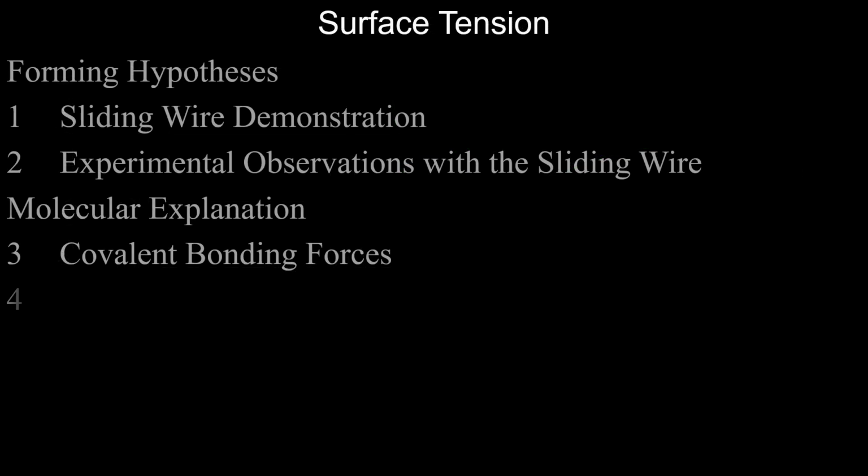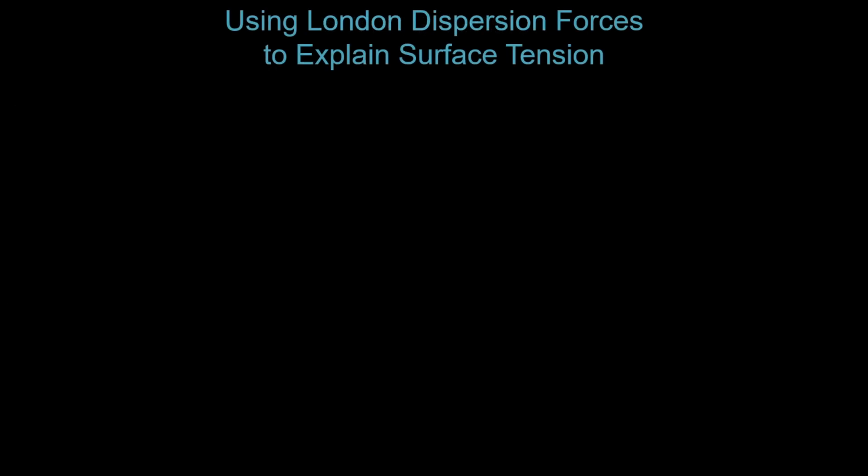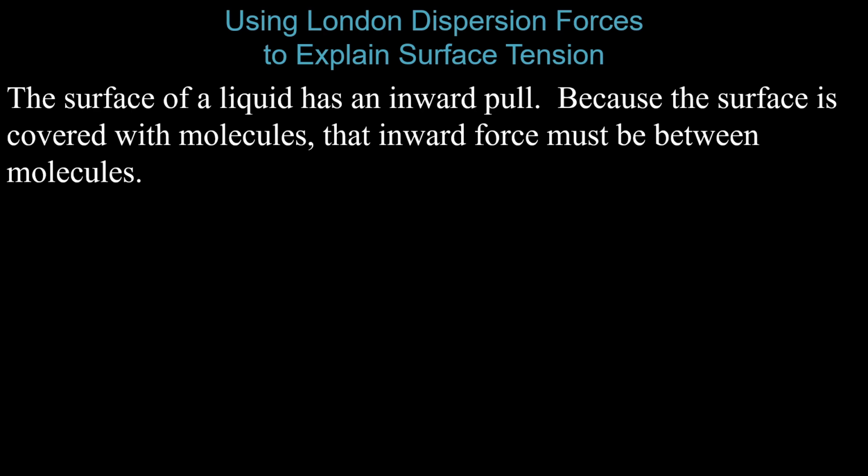Next, the forces between molecules will be described using London dispersion forces. The reason for using London dispersion forces to explain surface tension starts with this. The surface of a liquid has an inward pole. Because the surface is covered with molecules, that inward pole must be between molecules. Between molecules means intermolecular.